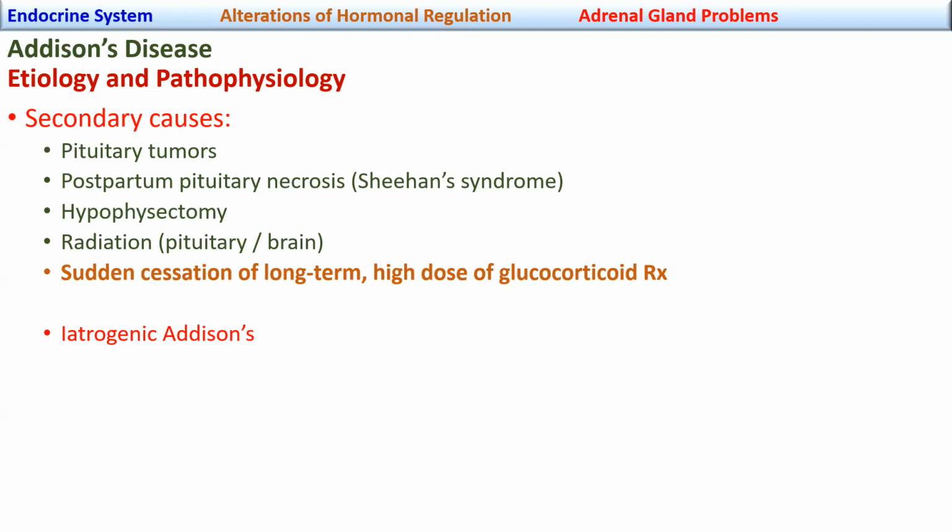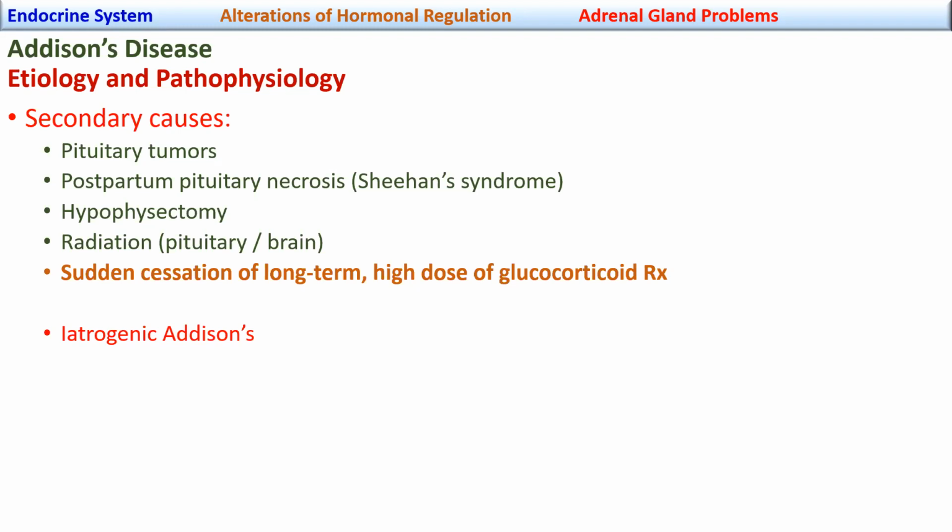There are two options: either through the nose or through the sphenoidal sinus, or through craniotomy, opening the cranium, a surgical procedure to remove the tumor. That's called hypophysectomy. And then the radiation, either to the pituitary gland or the brain.